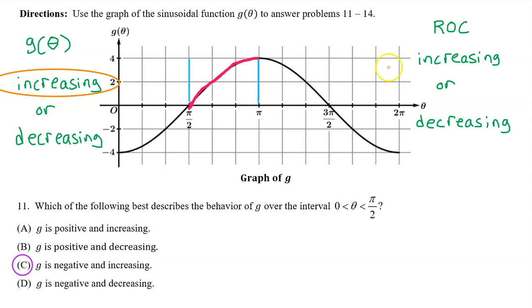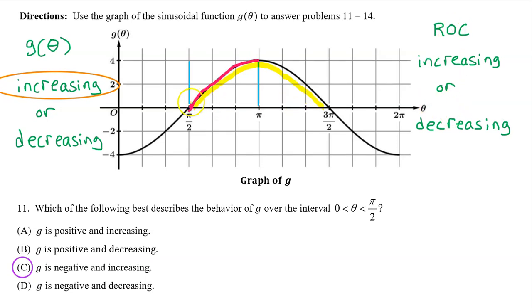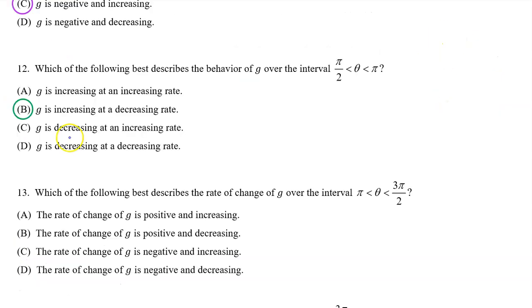Next, is the rate of change increasing or decreasing? Well, we have learned that that depends on the concavity. The fact that g of theta is concave down on this interval tells us that the rate of change is decreasing. So putting it together, g of theta is increasing at a decreasing rate of change. So the answer is B.